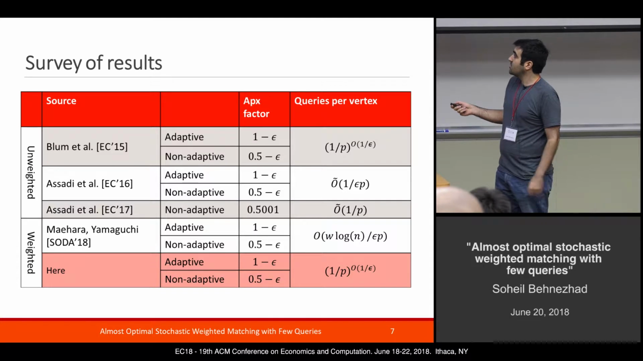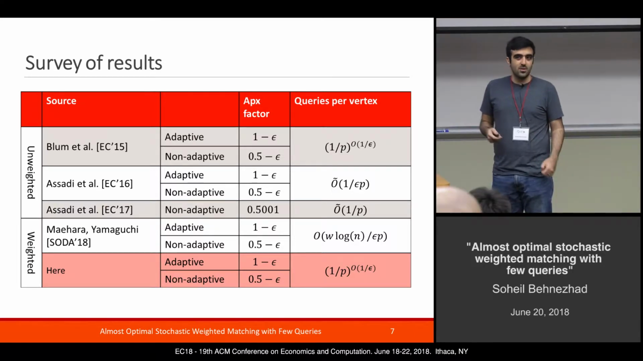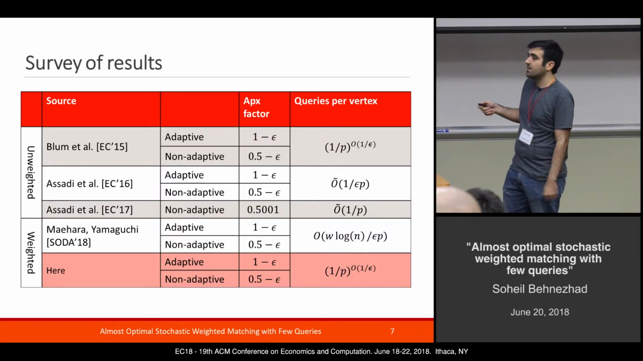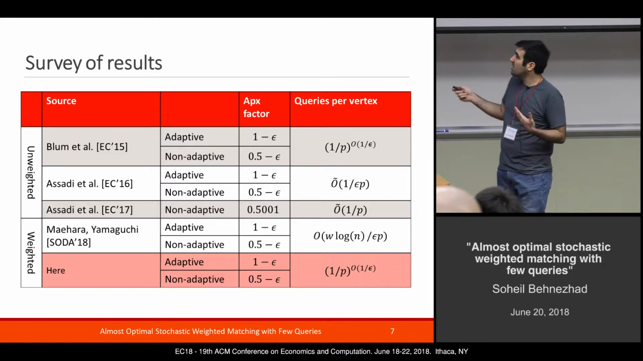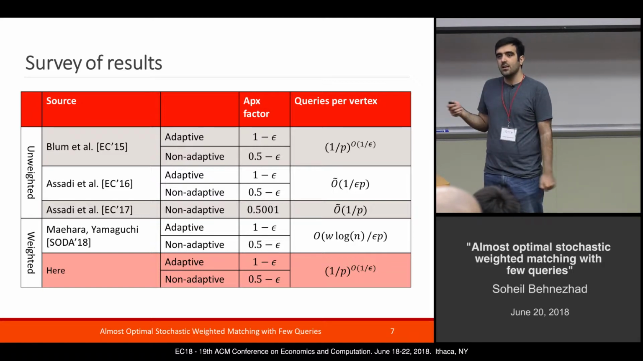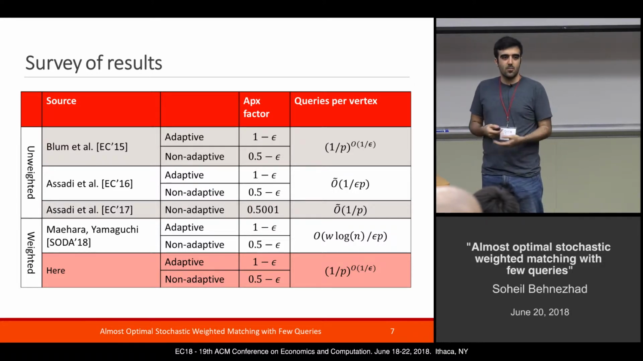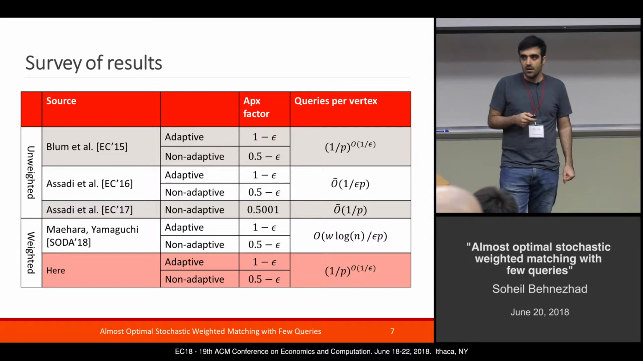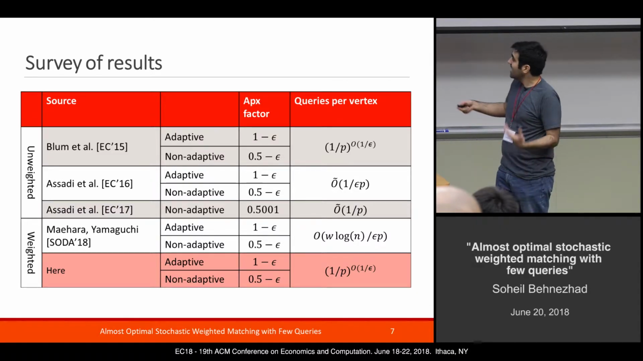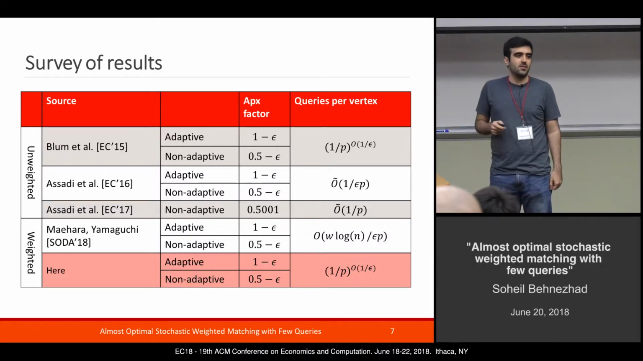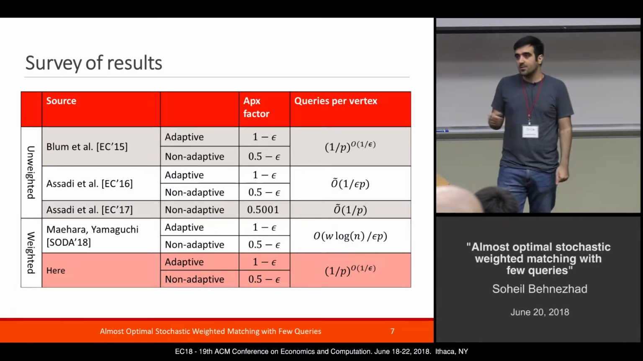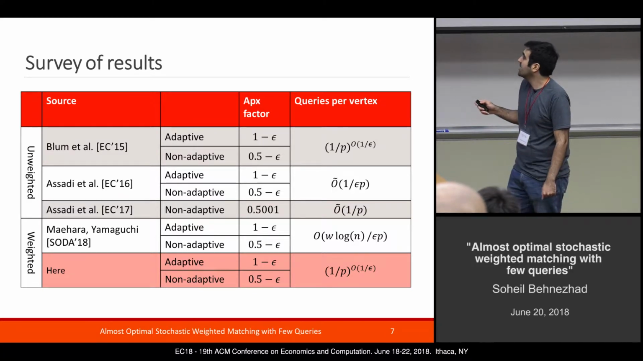Later, Asadi et al. improved this result to get a dependence of almost linear in both epsilon and p. So they further showed that with only 1 over epsilon p queries per vertex, you can either get a 1 minus epsilon approximation with an adaptive algorithm or a half approximation with a non-adaptive algorithm, right? And later, Asadi et al. next year showed that one can get a slightly better than half approximation with a non-adaptive algorithm. This is what's known about the unweighted graphs.